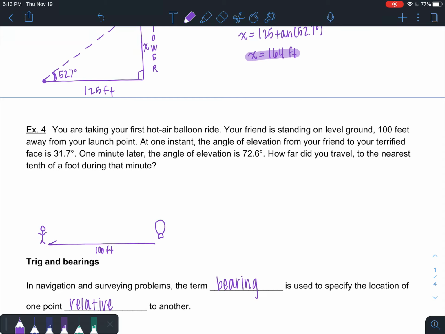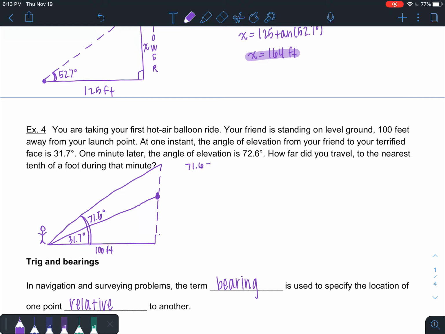So at some point, let me make this a little bit better. At some point, this is where you are, because your hot air balloon just keeps rising. And that angle of elevation is 31.7 degrees. Then a minute later, the angle of elevation is 72.6 degrees. So from here to here, that's 72.6 degrees. And it's asking, how far did you travel to the nearest tenth of a minute?